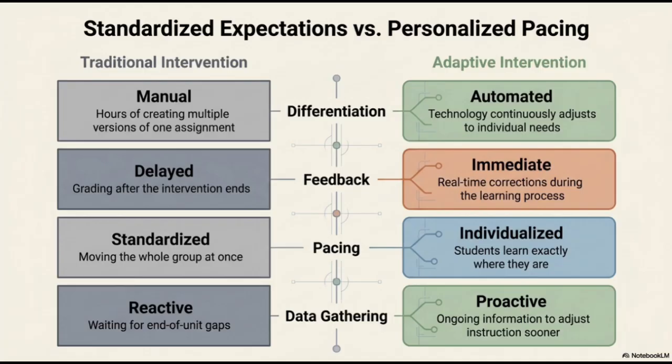As I explored the research, I found strong evidence supporting this approach. Studies suggest that adaptive learning technology can improve mathematics achievement by providing individualized instruction, immediate feedback, and targeted practice that responds to each student's learning needs. Instead of waiting until the end of a unit to discover learning gaps, teachers receive ongoing information that allows them to adjust instruction much sooner.